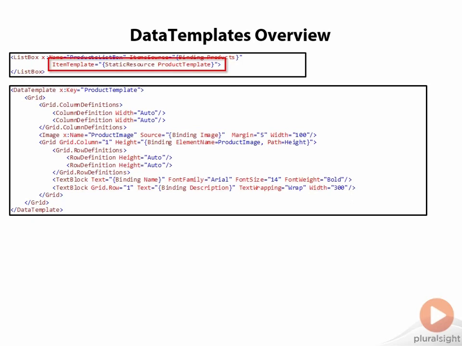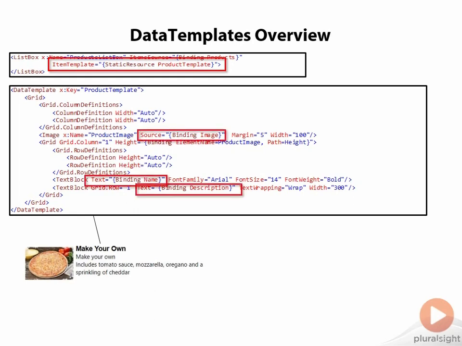So here we have a grid with an image and a couple of rows in it to provide the name and description for that product. So that data template basically lays down what is the visual structure for that data object. Within the data template, we have individual bindings, and you can see that they're just binding with simple paths to properties on a single product object.